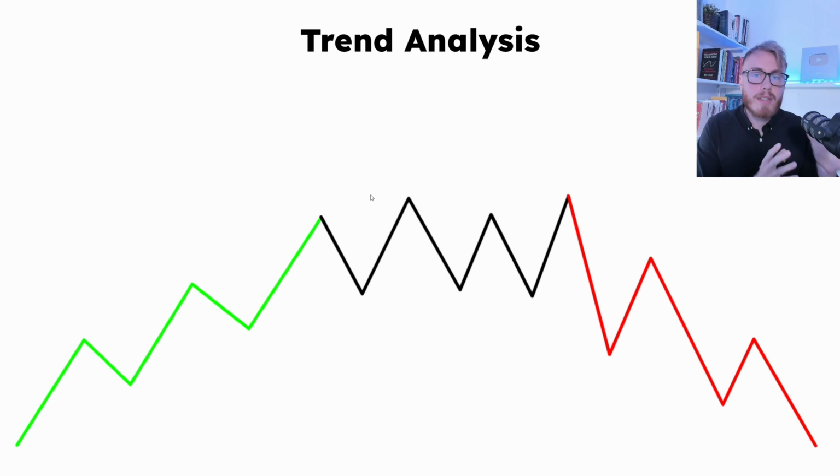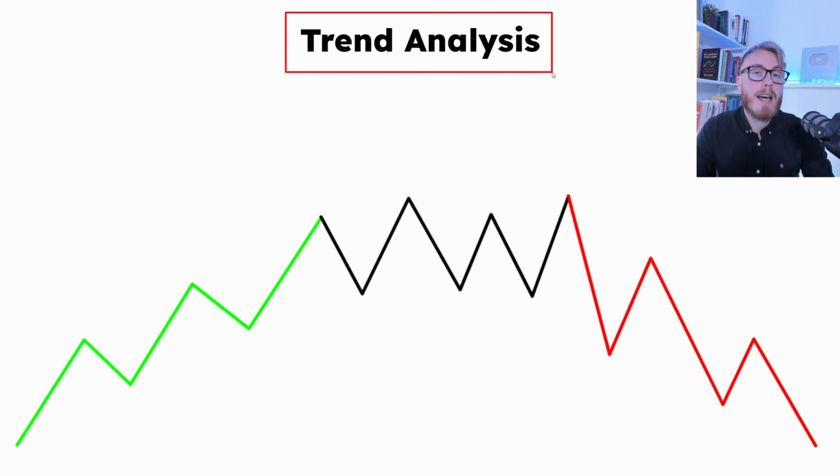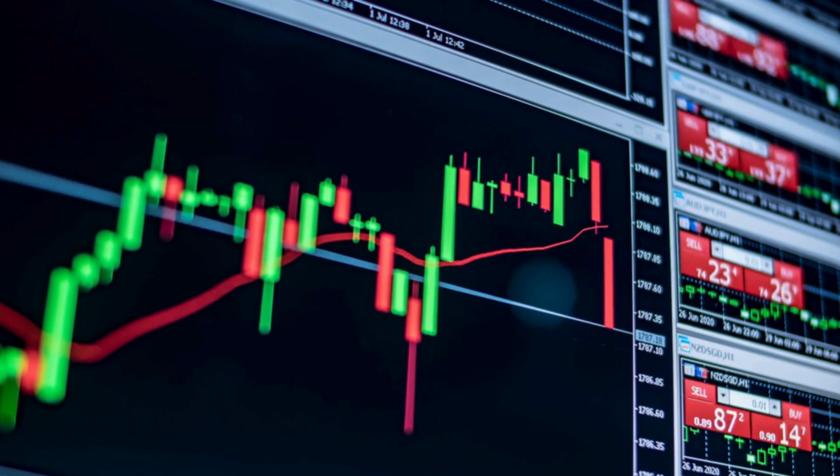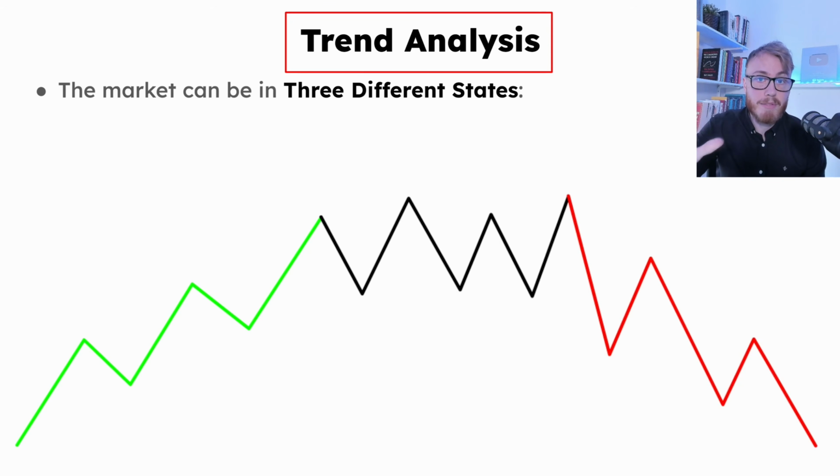Alright then, so now the time has come to take a look at something called trend analysis. And first of all, in very simple terms, the market can basically be in three different states. First of all, we have the uptrend. And an uptrend is basically a market state where the price continues to print both higher highs and higher lows.